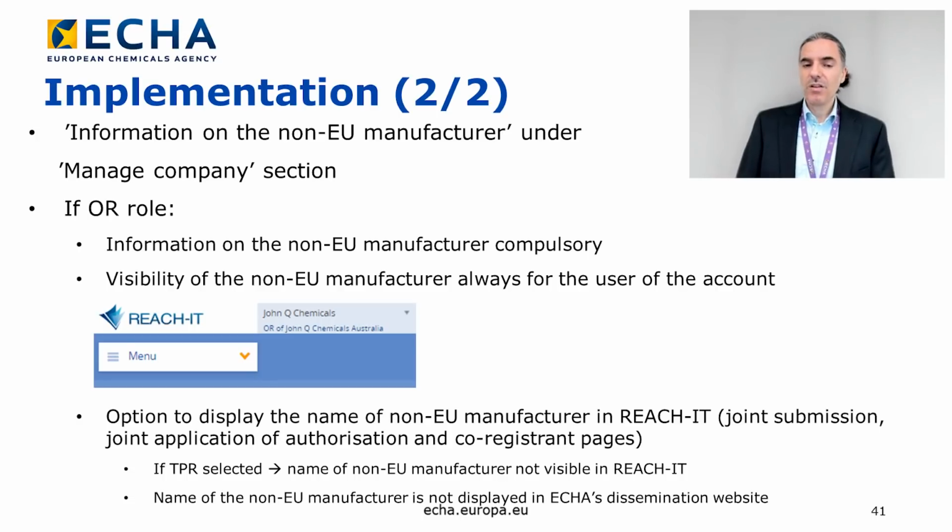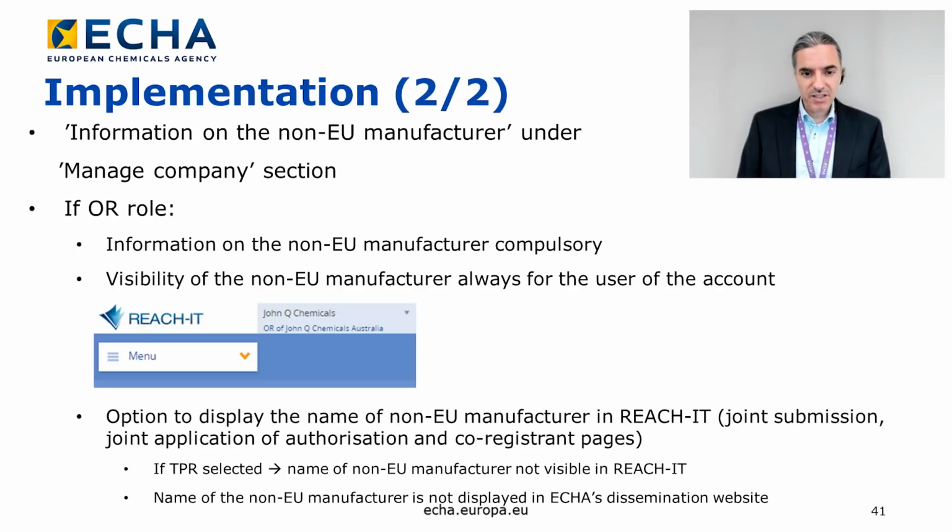So it's a new section available in your REACH-IT account. And if you, for example, declare that you are acting as an only representative, the information on the non-EU manufacturer first will be compulsory. Until you fill out the information, the declaration will not be valid. And also the non-EU manufacturer name will always be visible for the user of the account.